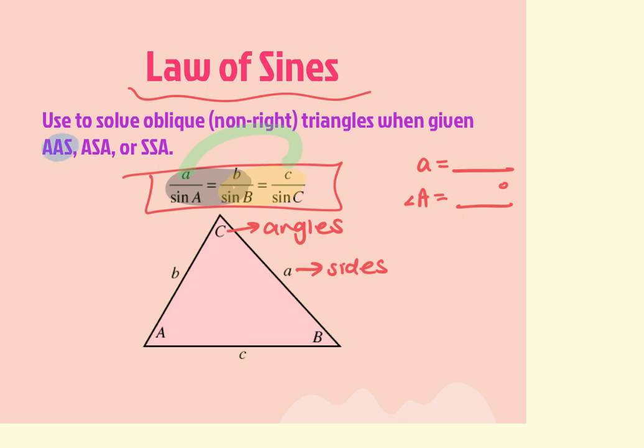If you are given two angles and the non-included side, you're going to use law of sines. If you're given two angles and the included side, you're going to use law of cosines. If you're given two sides and the non-included angle, you're going to also use law of sines. We will learn next week that side-angle-side and side-side-side are where we use law of cosines.